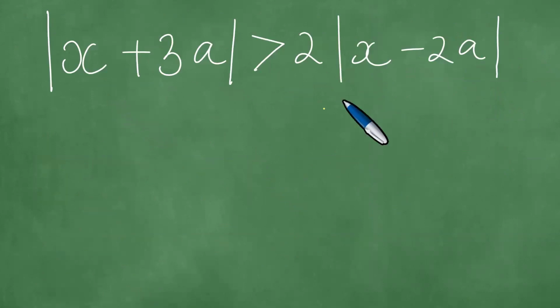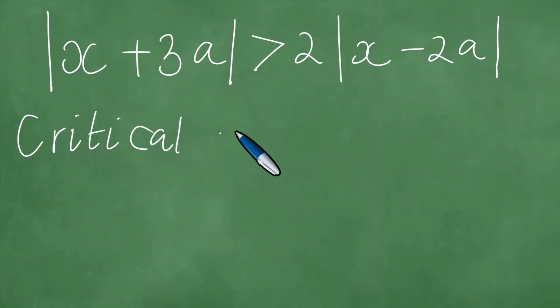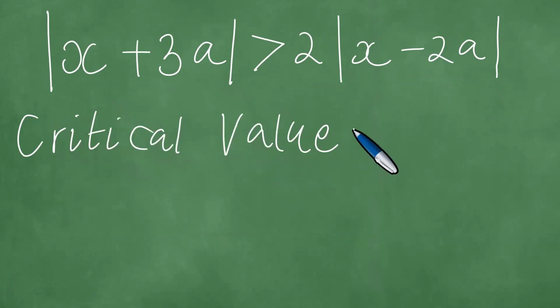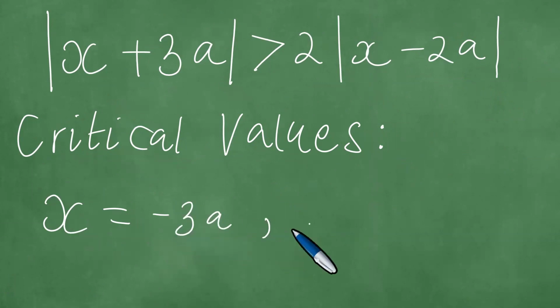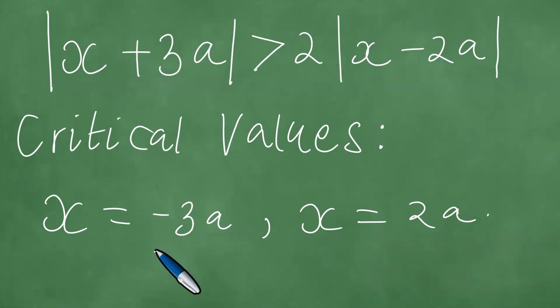Right, if this is the absolute value, what do we then do? Right, so we find the critical values. The critical values are x equals minus 3a together with x equals 2a. And these critical values, we continue to plot them on the real line.